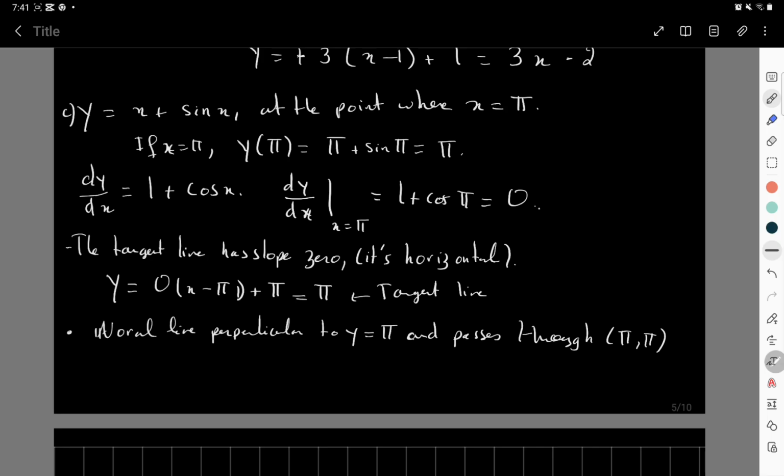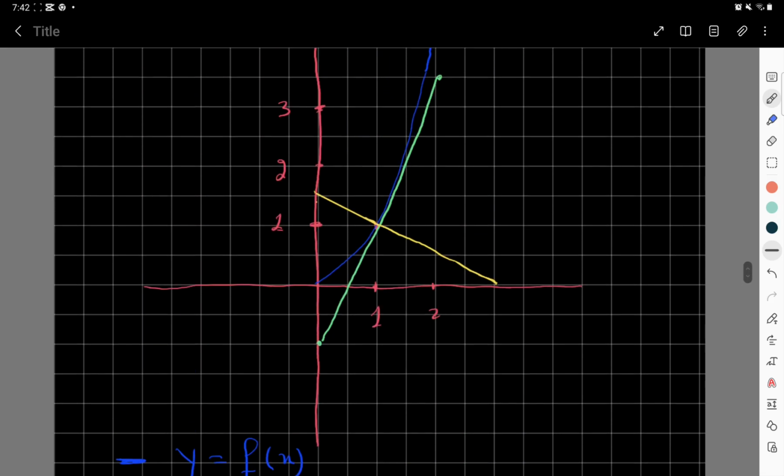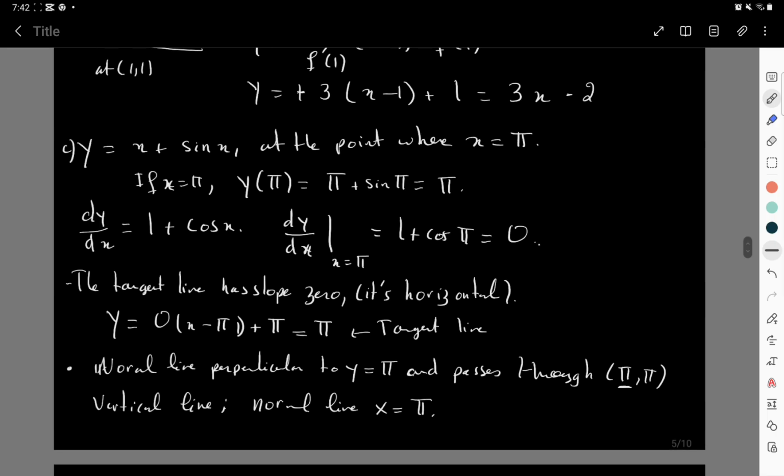What can we say about this? It's a vertical line that passes through the point pi, and hence the normal line is just the line x is equal to pi. Okay, now let's move on to other exercises. This one. Okay, so this is very important here. If the tangent line is horizontal, then the normal line is vertical. Okay, let's move on.